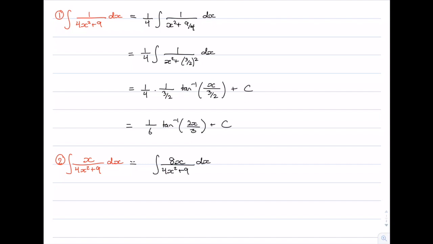Now of course we can't just multiply by 8 for nothing, that just changes the value of the integral. So we want to compensate by dividing by 8. And now I can see that the denominator has its derivative in the numerator on top of the fraction, so we can just go ahead and apply a straight log in this case. That's going to be 1 on 8 times the log of the denominator, which is 4x squared plus 9, and of course, plus a constant. And that's the end of the second one.